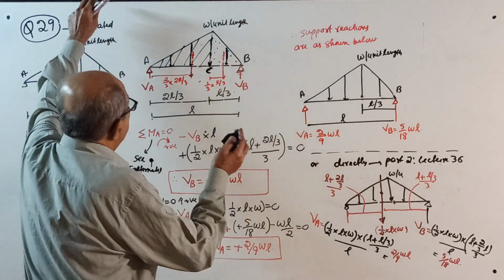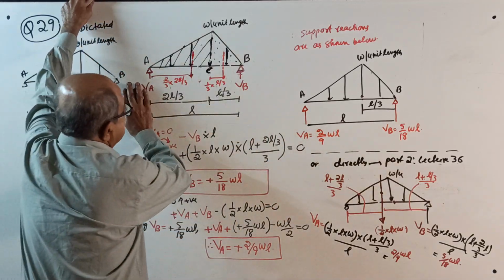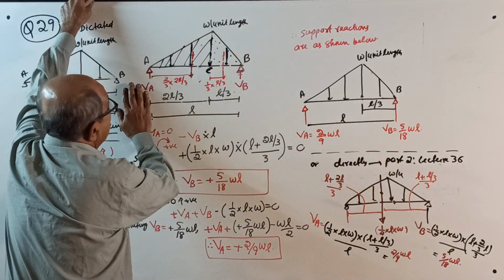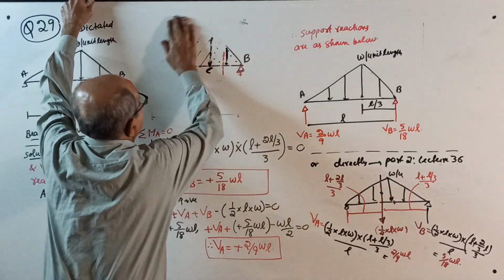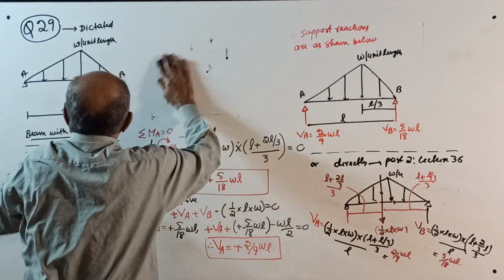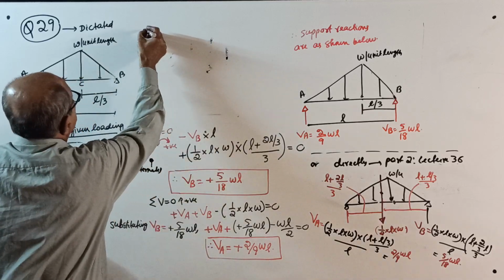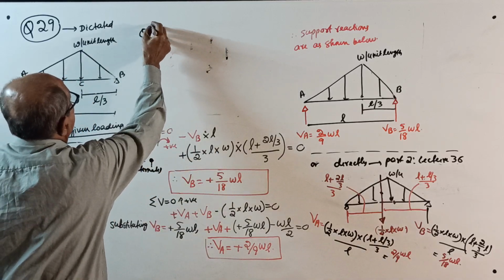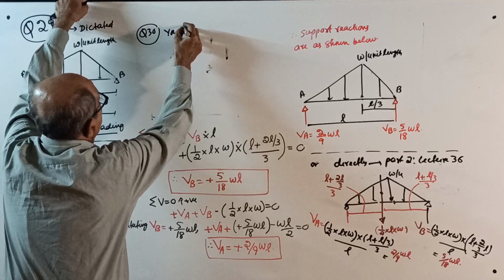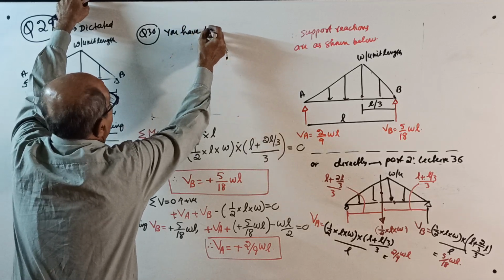Okay, now do one thing. You take a question now for exercise. This I will remove now. I think I will remove this one, not required. I'll write once again, next question. Now, I'll write here only. Question number 30. Remember, you have to solve.